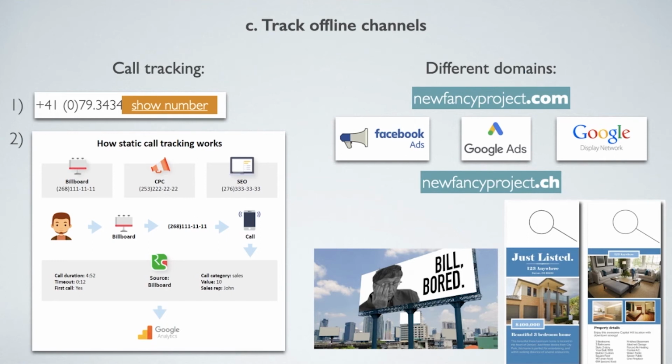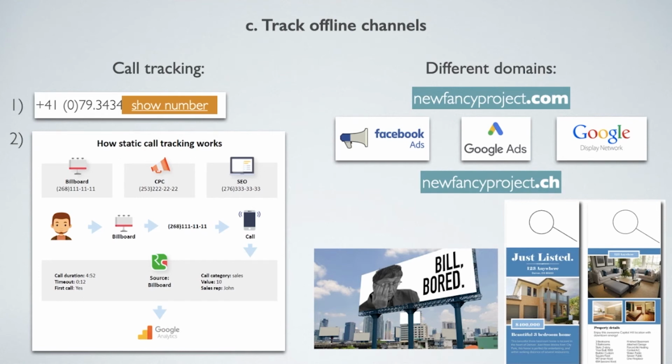It's just a redirect. You will land on newfancyproject.com eventually. But on our side, it allows us to track how many people actually typed the address .ch versus the amount of people that type the address .com. So here again, we get an extra level of data in order to track the efficiency of the offline channels, such as the billboard or the flyers, versus the online channels, such as Facebook ads or Google ads, for example.